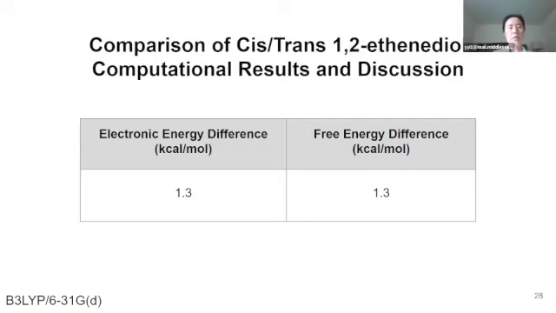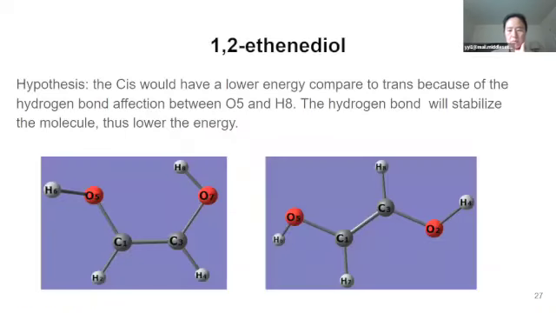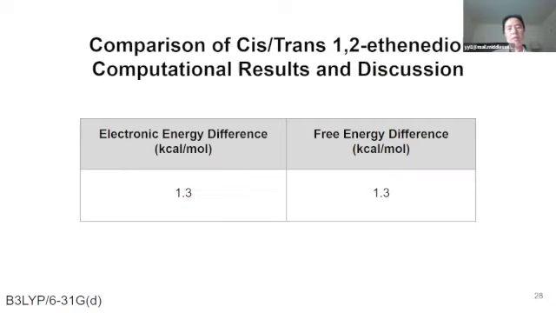Okay, I'll be careful. So the result of the comparison did not support my hypothesis, because although there's a hydrogen bond between oxygen 5 and hydrogen 8 that may occur for the cis, however, the steric position will have a higher impact on this compound.